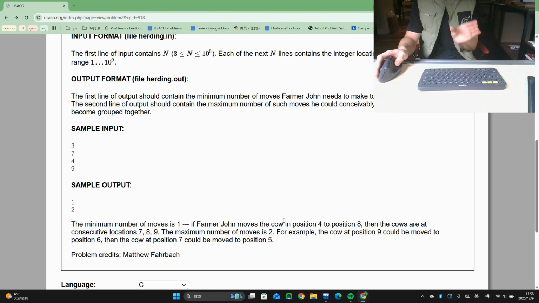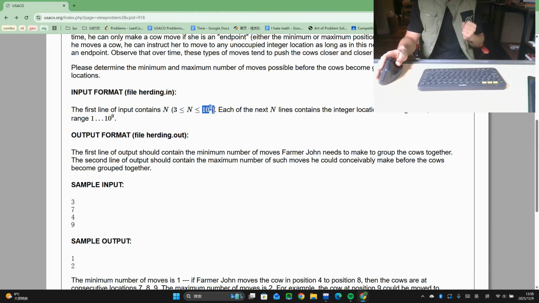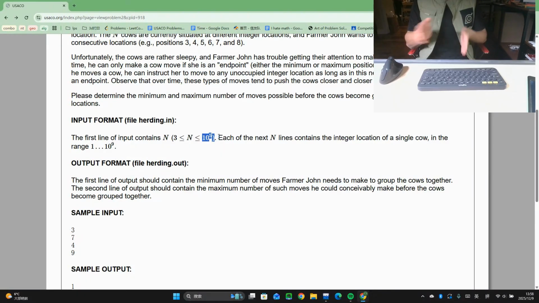And the only operation you can do is moving one of the two cows at the endpoints to anywhere else, as long as it's not an endpoint anymore. So now you're trying to find the minimum number of moves and the maximum number of moves required so all the cows are in a continuous region of length n, and n is at most 10 to the fifth power. You can pause the video for a second and think about this problem yourself.